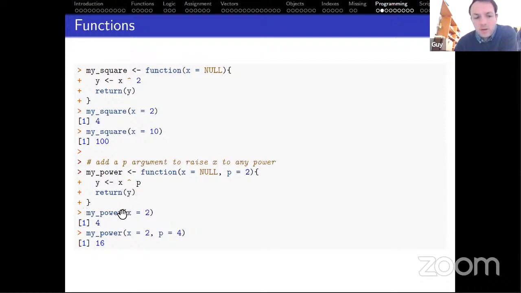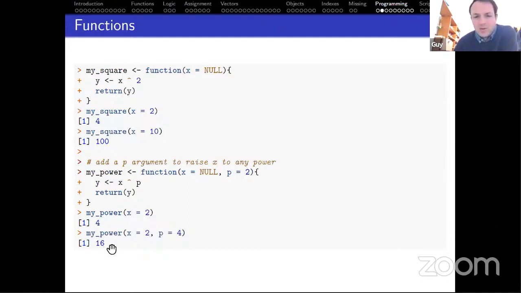So here I do my power, and I put x is equal to 2 again. And because by default, p is equal to 2, it's the same as doing 2 squared. Okay, but in the second use of the my power function that I just created, I'm going to put x is equal to 2, but I'm going to change p from its default value of 2 to 4. So this is the same as doing 2 to the power of 4, right? So this gives us the value 16.